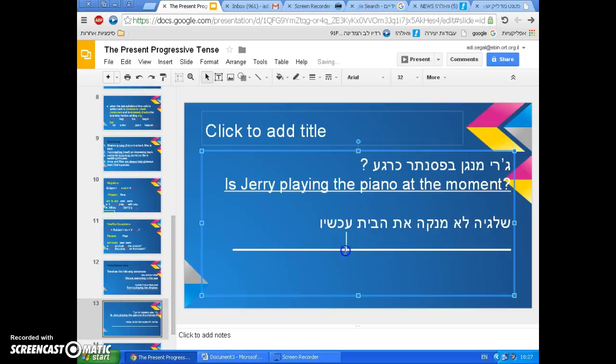And a negative sentence: Snow White is not cleaning the house right now. So we know that Snow White is not, or in short, isn't, cleaning the house right now.